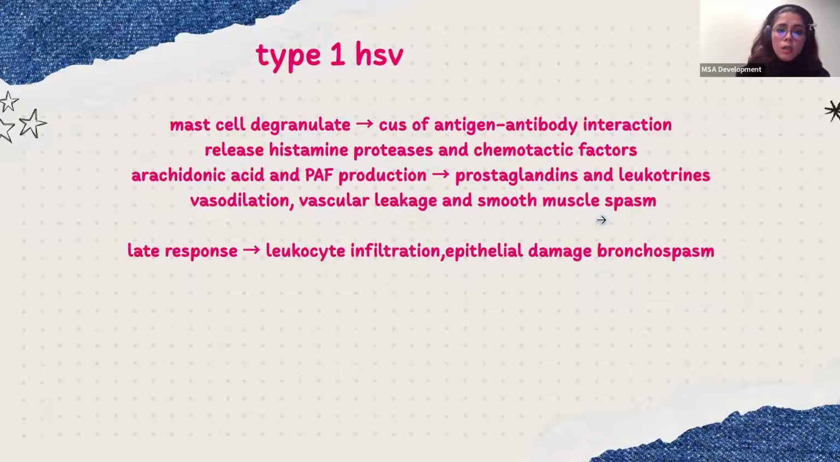This is the gist of what the doctor was talking about. Do I think you need to know this much detail? I don't think so. And plus, you've most likely already covered it in POD. Again, keep it in the back of your head. In the late response, leukocytes are involved, and there will be epithelial damage and bronchospasm.